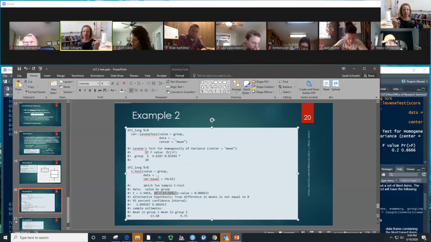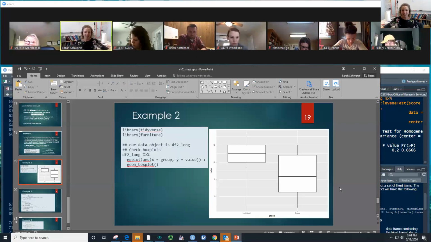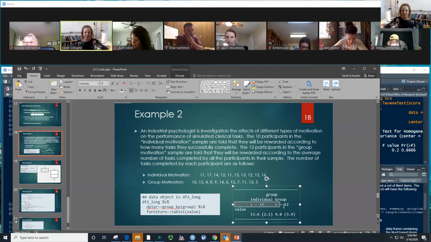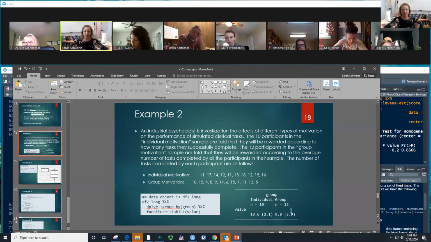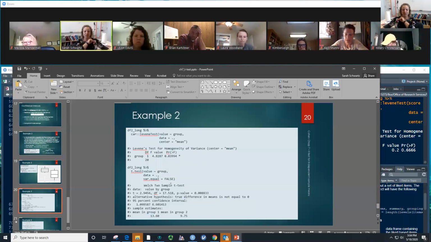What was the smaller of the two sample sizes? What were the two sample sizes? Let's go back. The sample sizes were 10 and 12. So the smaller number that it could be would be 10 minus 1, which is 9. The biggest the degrees of freedom could be would be the combined sample size minus 2. 10 plus 12 is 22, minus 2 is 20. So the degrees of freedom for our Welch's test is going to be between 9 and 20. Is it? Yeah, it's a decimal number between 9 and 20.